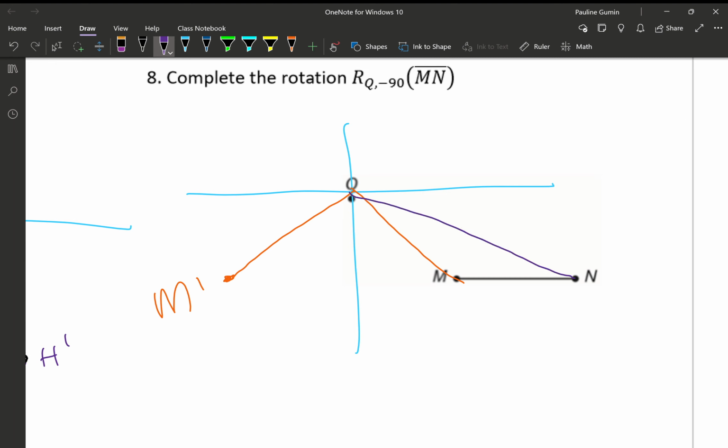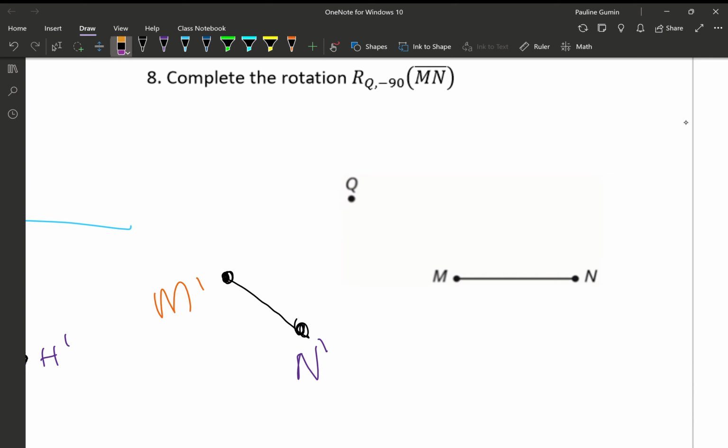And then let's do N. Perfect. Connect M and N. And here we are rotating MN clockwise 90 degrees about point Q. That's what it looks like without all the crazy lines.